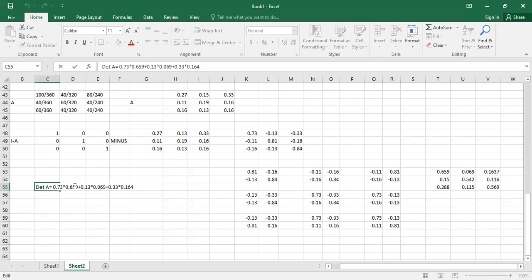Let me change this, otherwise we are going to get misleading figures. I put a bracket here. This should be negative. Also, this is supposed to be negative. Should be that way, right? What are you getting?